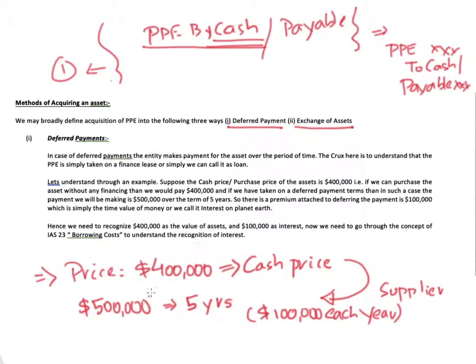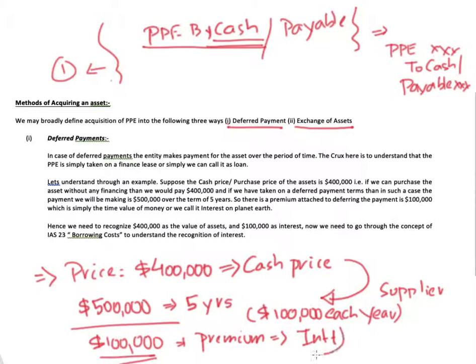Is there any difference? Yes, there's a difference of $100,000. This is the premium that I am paying for delaying my payment today. This is what we call interest. You're not paying me now, you're going to pay me over the 5 years, so you have to pay something extra. The extra is $100,000, and the extra amount is interest.